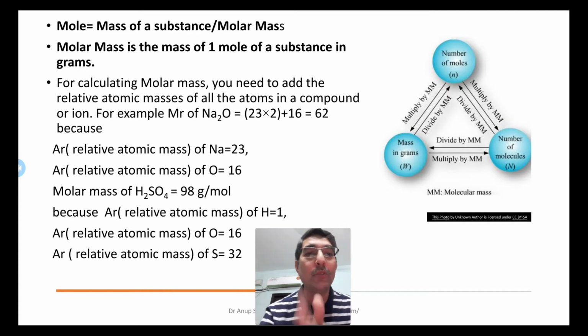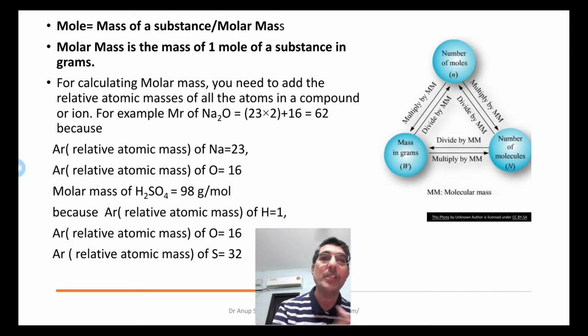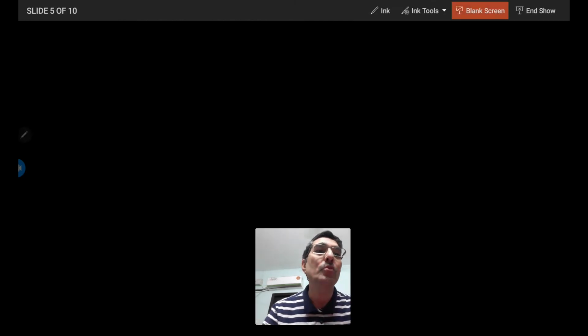So when you want to calculate the molar mass, you need to add up all the relative atomic masses of that chemical species, whether it is a compound or an ion. So I hope this makes sense to you. So that's how it is. Otherwise, if you want, I can show you here.